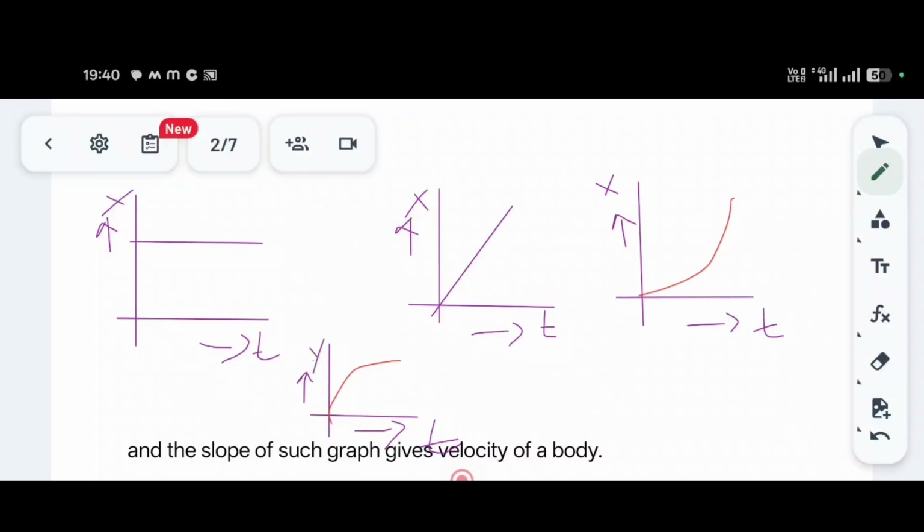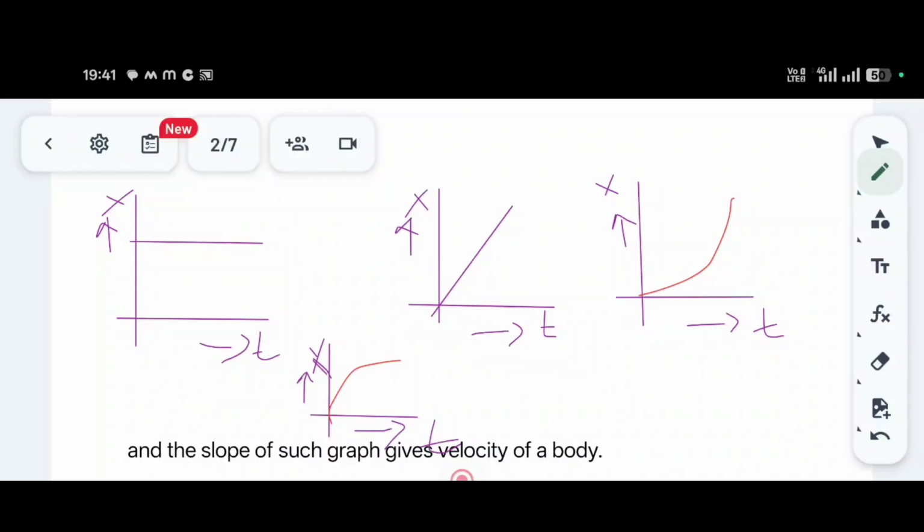The first graph is of a body moving parallel to the time axis. That means the body is moving with uniform velocity, and the position is parallel to the time axis. So the first graph represents a body traveling with uniform velocity, and the acceleration is 0. It is moving uniformly with the elapse of time.